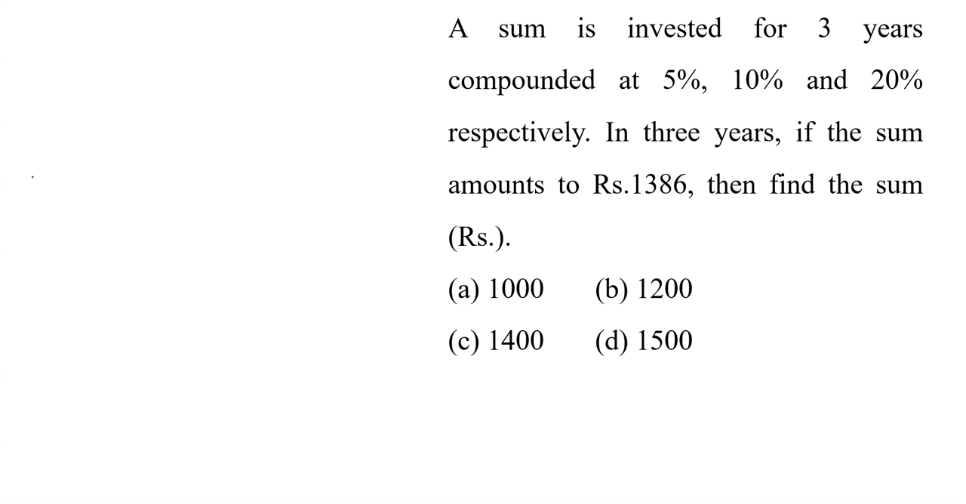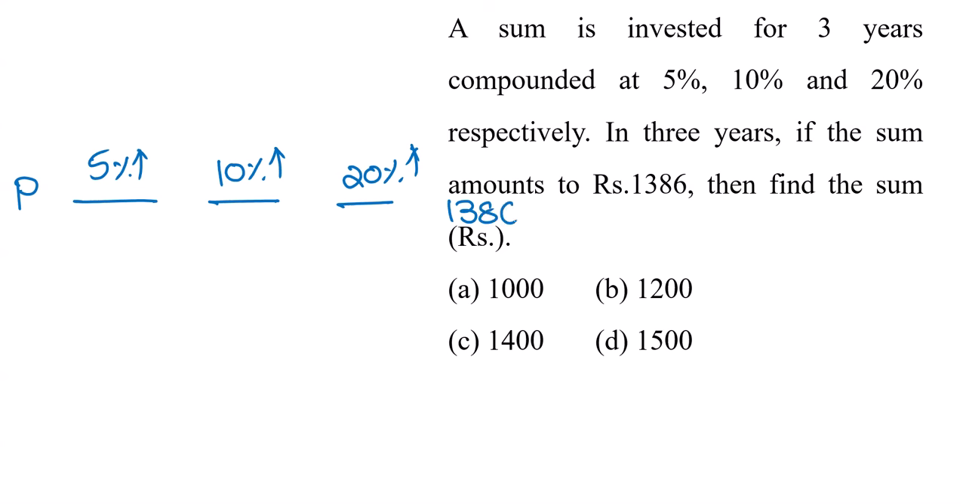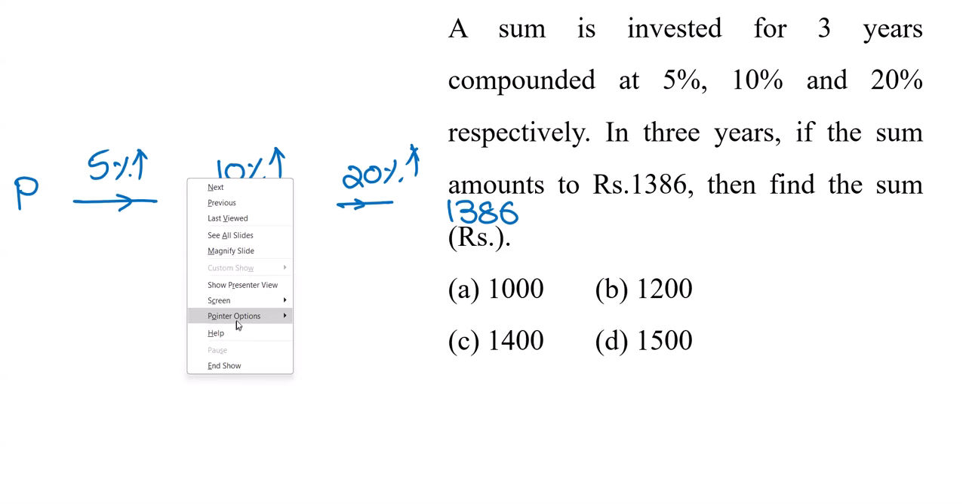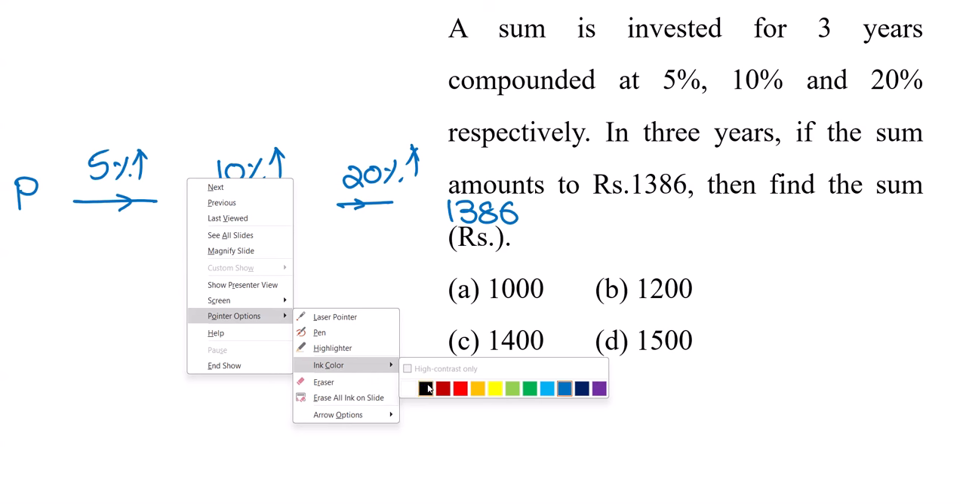It's almost similar to the population concept. What is the population? First year population increased by 5%. Interest will increase the amount only. Second year population increased by 10%. Third year population increased by 20%. After 3 years population is 1386. What is the initial population is the question. Compound interest is pretty much similar to what we discussed in the population concept in percentages.